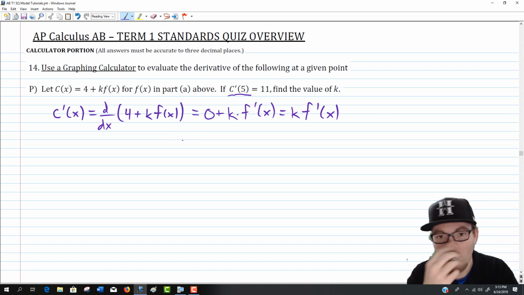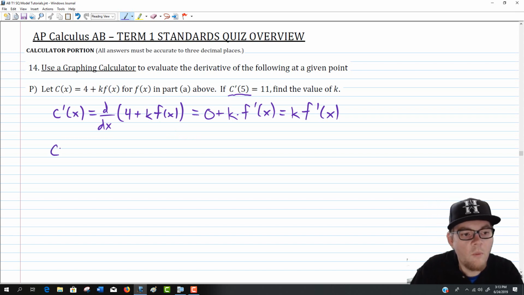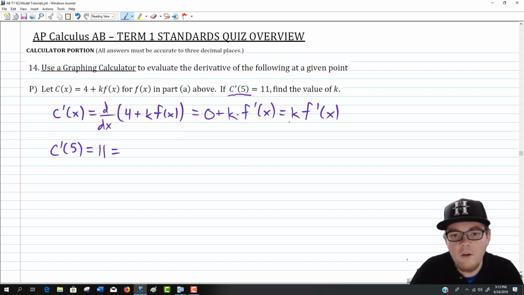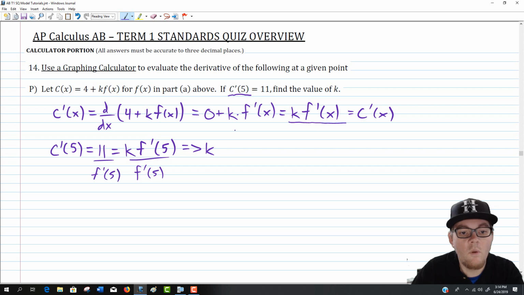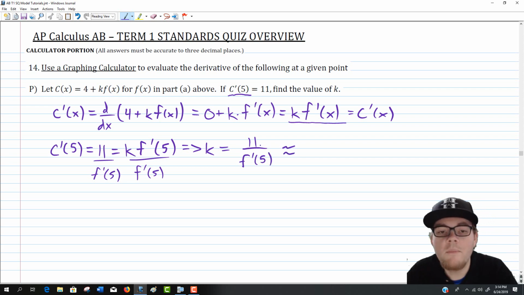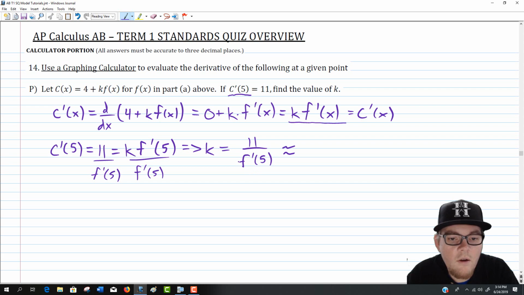So from here, we next have a little bit of extra information. We know that c prime of 5 is equal to 11. And since this is equal to c prime of x, we also know that 11 is equal to k times f prime of 5. So that means that if we want to solve for k, we can just divide both sides by f prime of 5. Whatever that is, we are going to have to actually do that, and we'll get our value we're looking for.